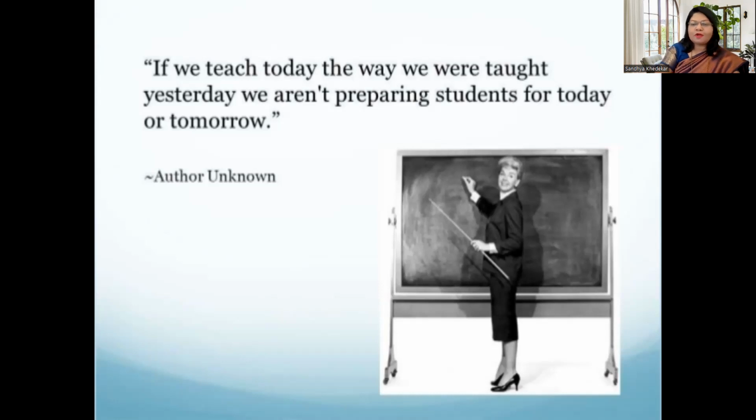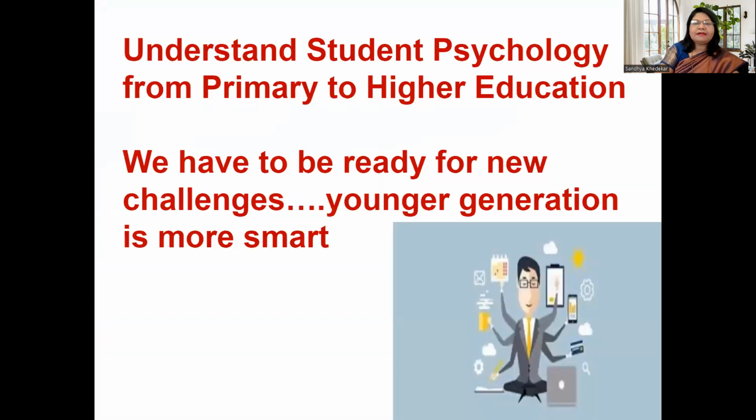So that is one of the wonderful quotes, that we have to change our pedagogies and we have to understand the psychology from primary to higher education. Every student has different needs. There are many slow learners in the classroom. There are bright children again. There are some special children. Students come from various social, economical, spiritual backgrounds. And depending on their backgrounds, they have different perspectives about education. They come up with different needs.